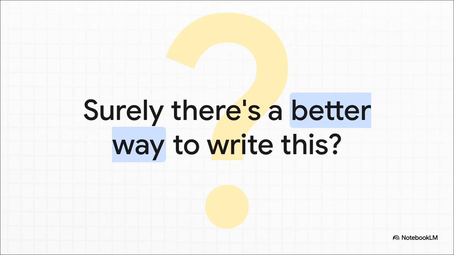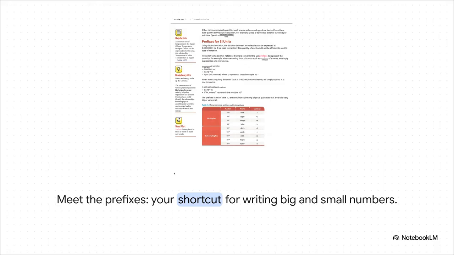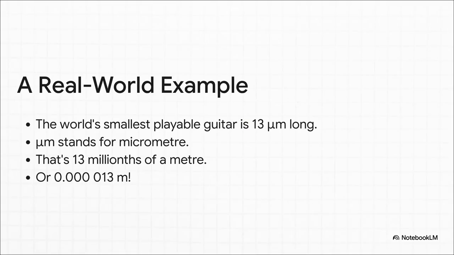And you'd be right. Scientists, being the efficient people they are, developed a brilliant shorthand for exactly this problem. And here is the solution: prefixes. Each of these little prefixes is basically a code for a power of 10. So instead of writing out 9 zeros for a billion, you can just use giga. Or for that super tiny number we just saw, you can use nano. It just cleans everything up and makes life so much easier. Okay, check this out for a real-world example. Scientists actually built a guitar that's only 13 micrometers long. You see that little mu symbol?